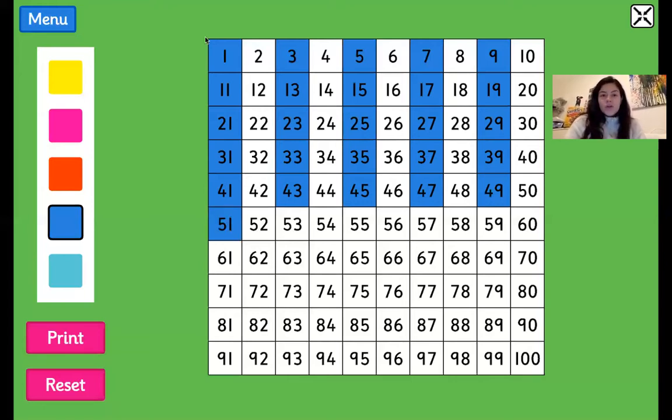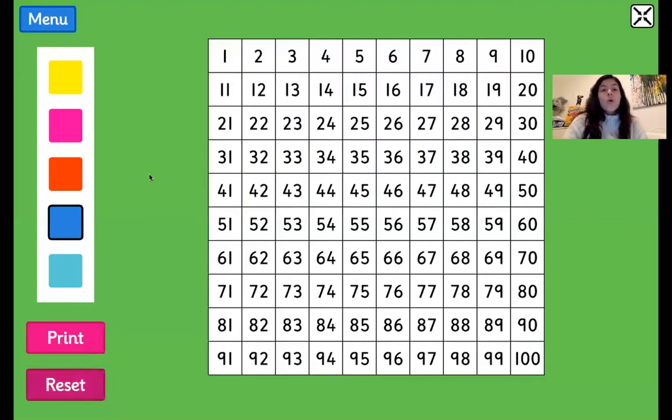If you look at our 100 square, what do you notice? Do you see a pattern going on with the colors blue and white? That's right. It seems like we have a blue line going down here, then a white line, then a blue line, white line, so on and so forth. And that's because we skipped every 2 instead of 1. So instead of having 1, 2, 3 colored, we skipped the one in the middle, creating the blue and white pattern.